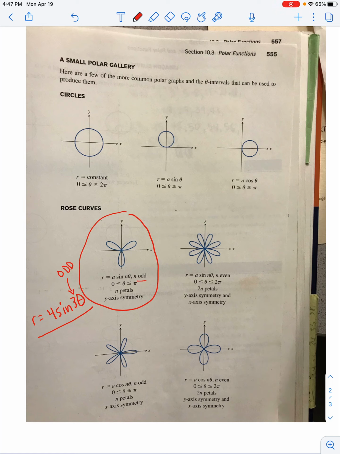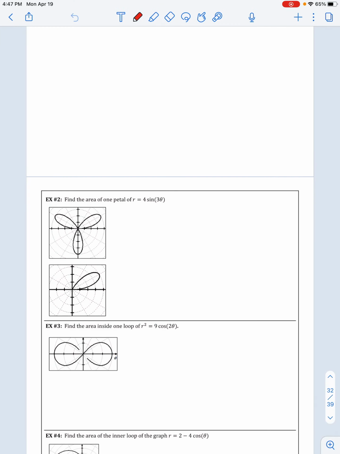Okay? And this one has y-axis symmetry. So if you folded it along the y-axis, it's going to fold on top of itself. And look, it only goes from 0 to pi to make that thing. So all 3 of those petals are formed just by going from 0 to pi. So when we start looking at the area, they only want the area of one petal. And I know that the whole thing is going to be made from 0 to pi, so that means that just one of these petals is going to be made from 0 to pi over 3.